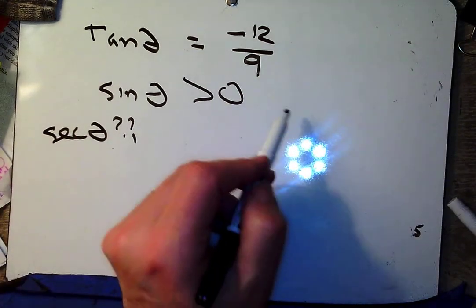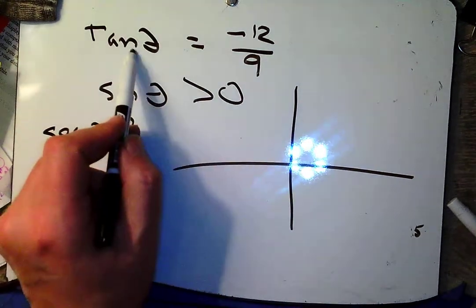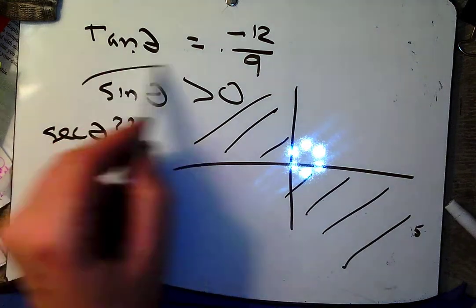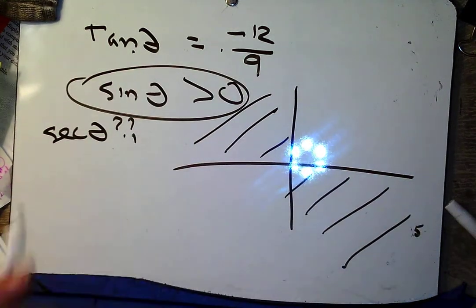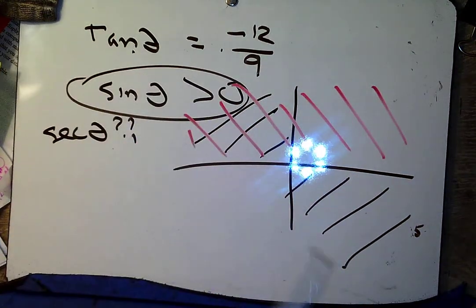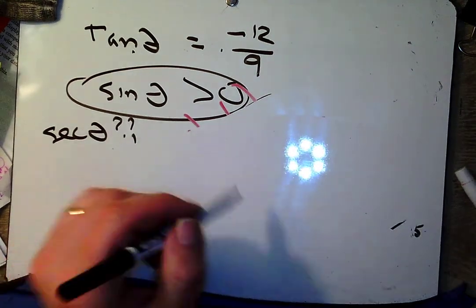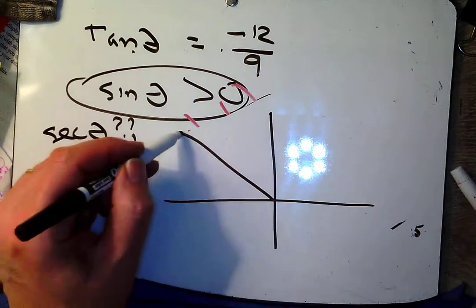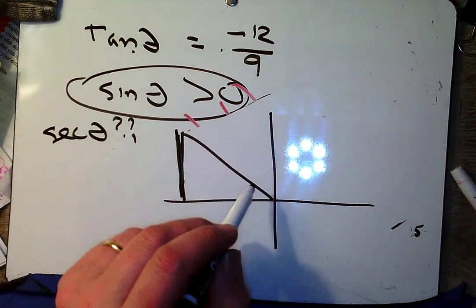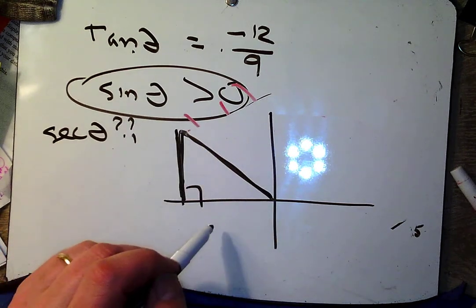Nice. So, did you draw a triangle? Now, in what quadrant did you draw it? Tangent is negative here and here. Sine is positive here and here. So I need to draw a second quadrant triangle. Hey, I want to say something about this. Here's my second quadrant triangle.